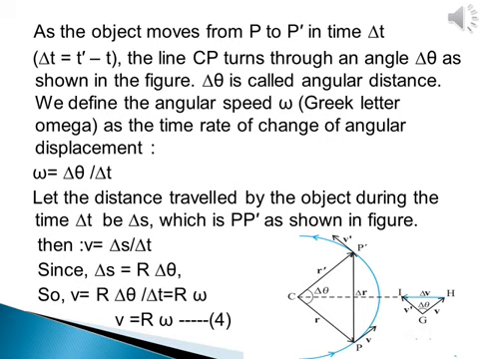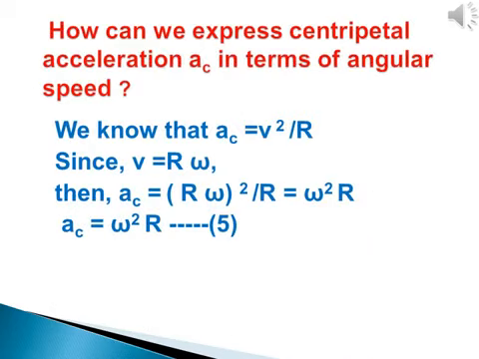Then v is equal to Δs/Δt. Since Δs is equal to rΔθ, so v is equal to rΔθ/Δt, which is equal to rω. Since ω is equal to Δθ/Δt, then v is equal to rω, which is the expression 4.